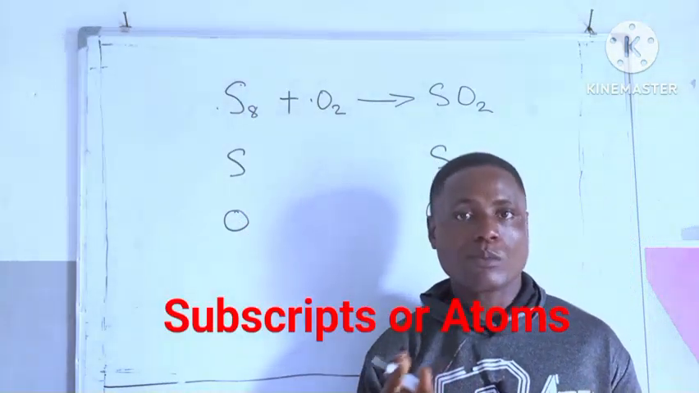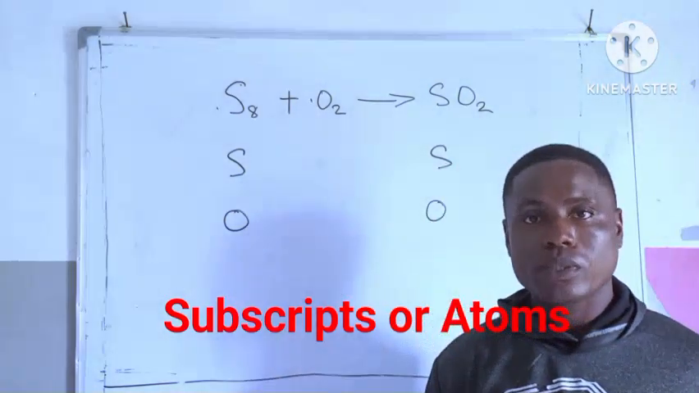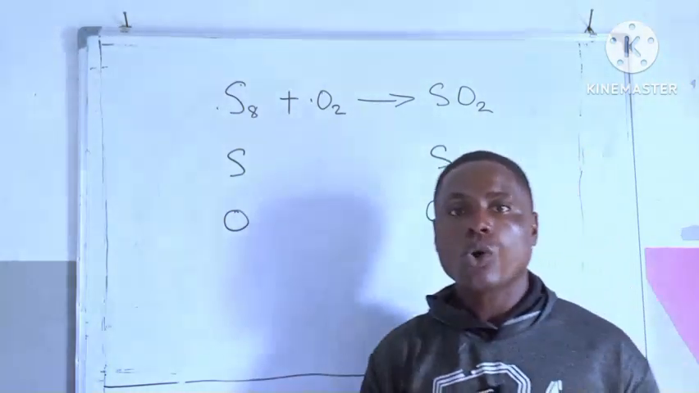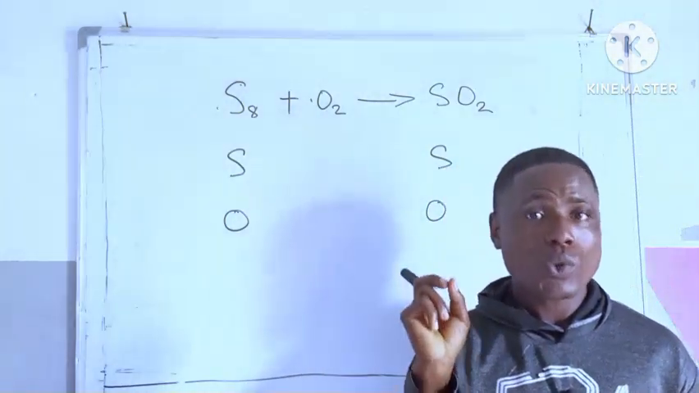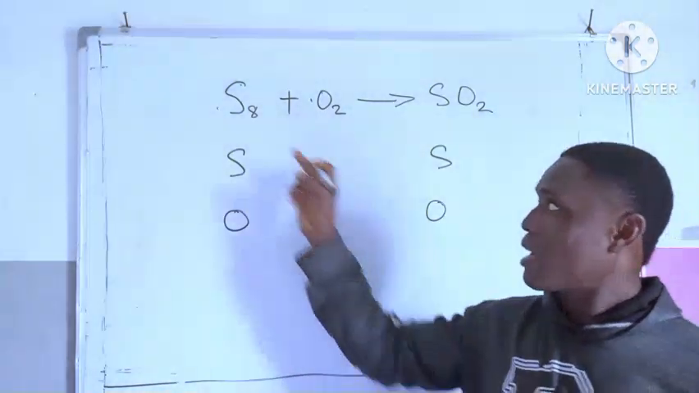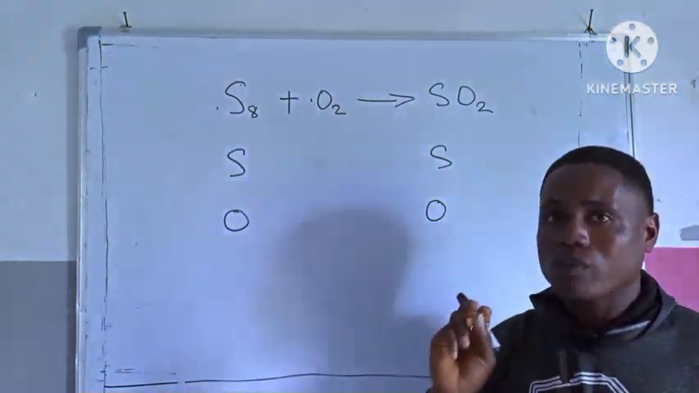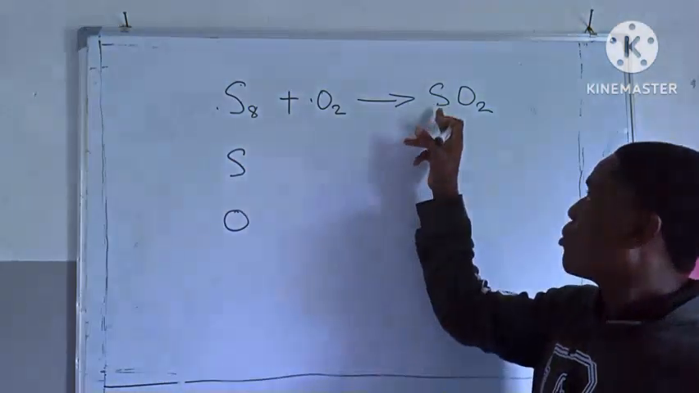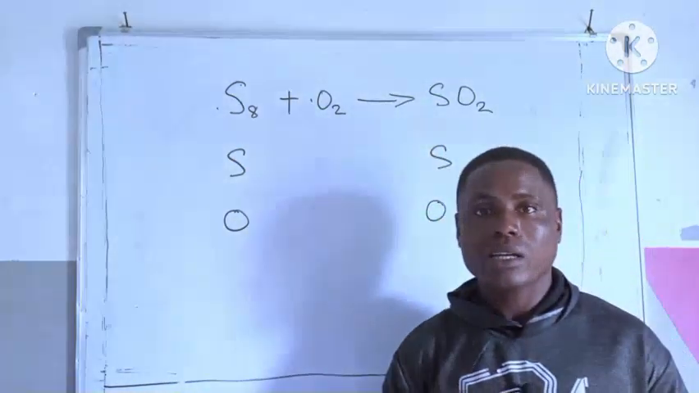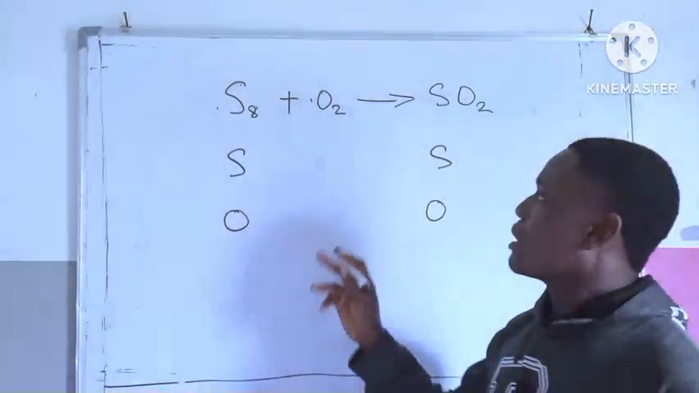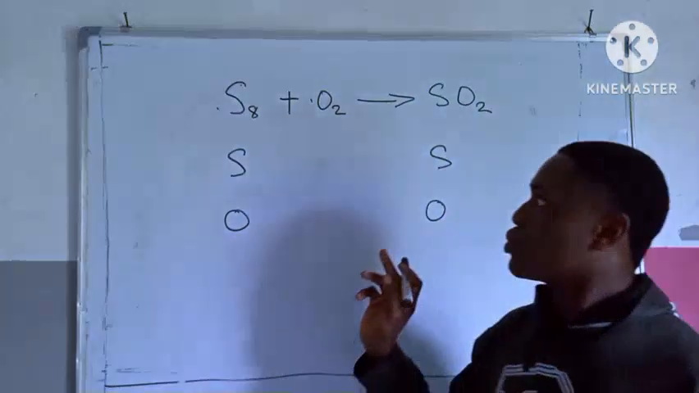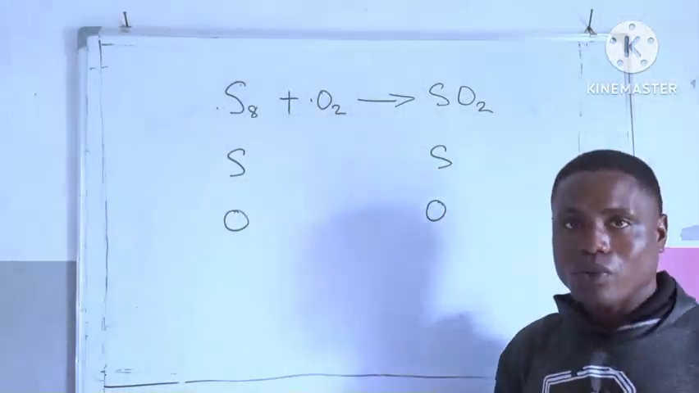But these down numbers, we call them the subscript or the atoms. Subscript. You can see the spelling on the screen. Subscript or the atoms, they cannot be changed, but only the coefficient, meaning the numbers at the back of each of the elements or at the back of a compound, only these numbers can be changed.